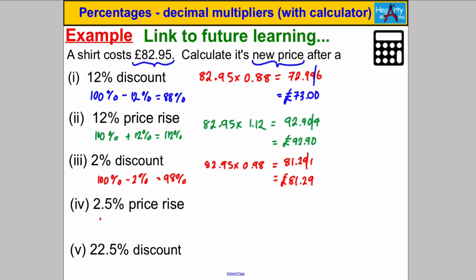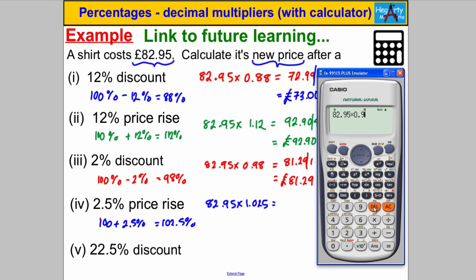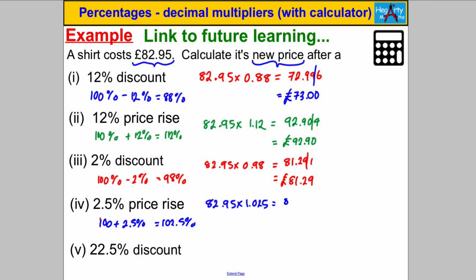Now a 2.5% price rise, so that means we have 100 and we're going to add on 2.5%, so we're going to get ourselves 102.5% at the end, and the decimal multiplier for that is 1.025. So we're going to do 82.95 multiplied by 1.025. Tap that in the calculator, see what we get. And we get ourselves the following, 85.02375, which when we round to 2dp we're going to get ourselves £85.02.